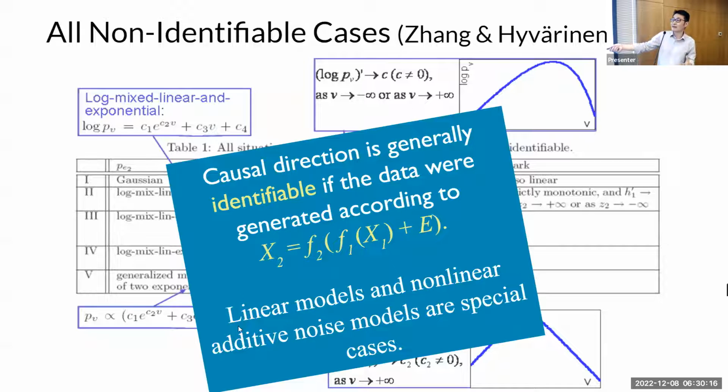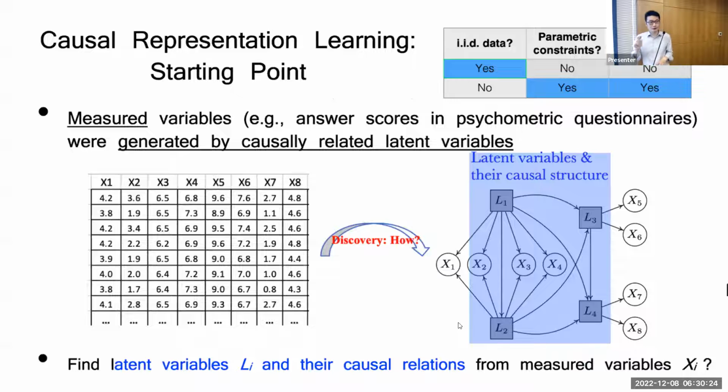And of course, if you have stronger assumptions on the model, the direction usually is also identifiable. Okay, this is how you can identify the causal direction between two variables without making use of temporal information.